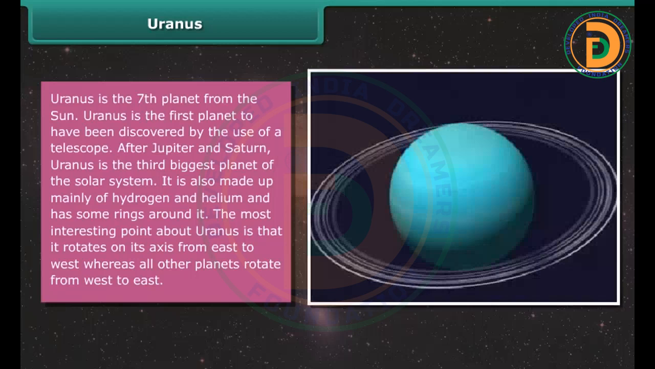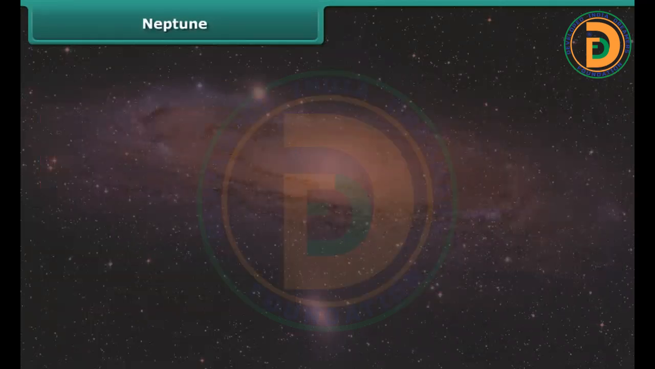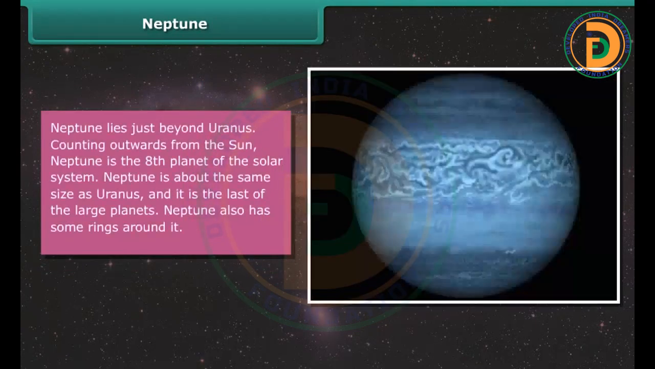The most interesting point about Uranus is that it rotates on its axis from east to west, whereas all other planets rotate from west to east. Neptune. Neptune lies just beyond Uranus. Counting outwards from the Sun, Neptune is the eighth planet of the solar system. Neptune is about the same size as Uranus, and it is the last of the large planets. Neptune also has some rings around it.